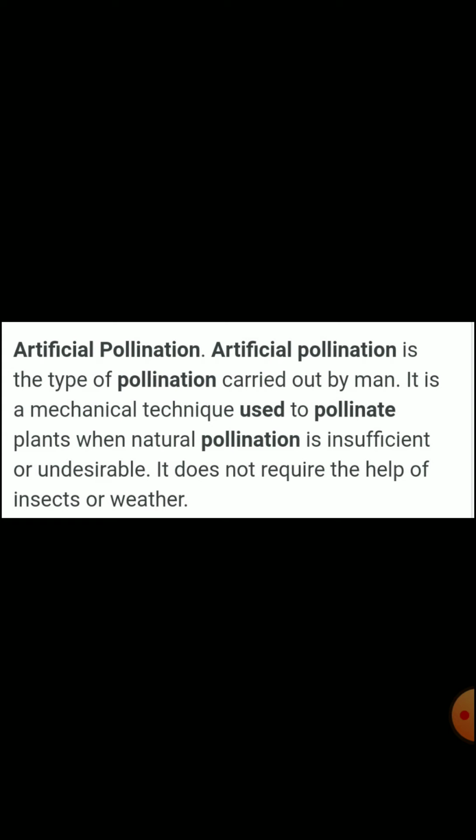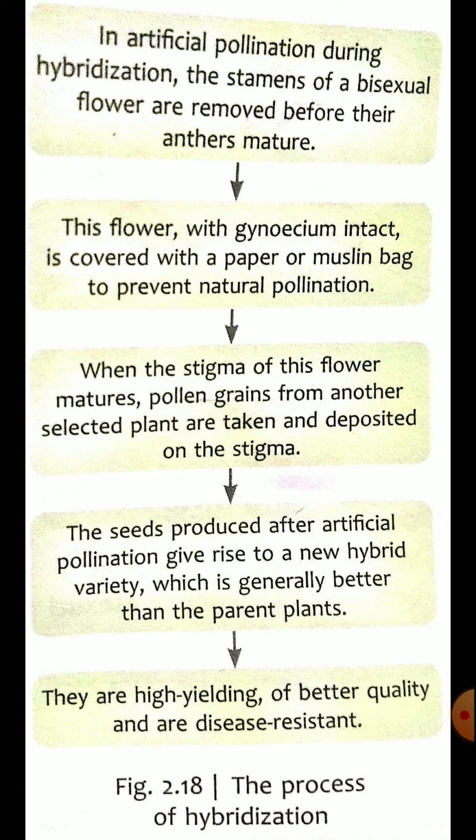Such new varieties of plants are called hybrid, and the process is called hybridization. Various steps involved in hybridization are in this table which is given in your book. The first step in artificial pollination during hybridization: the stamens of a bisexual flower are removed before their anthers mature.